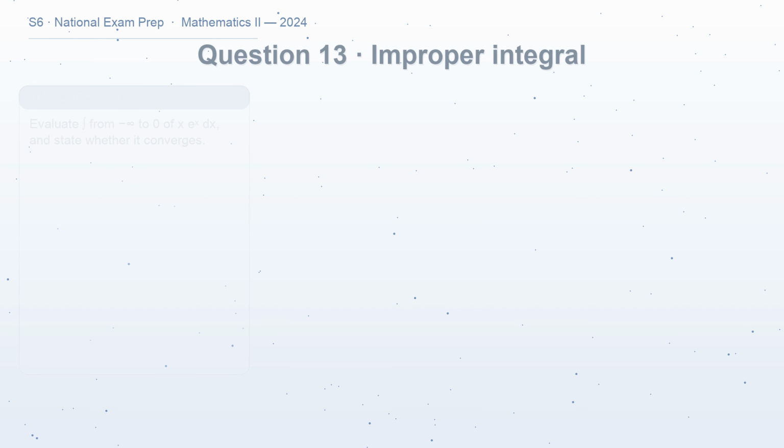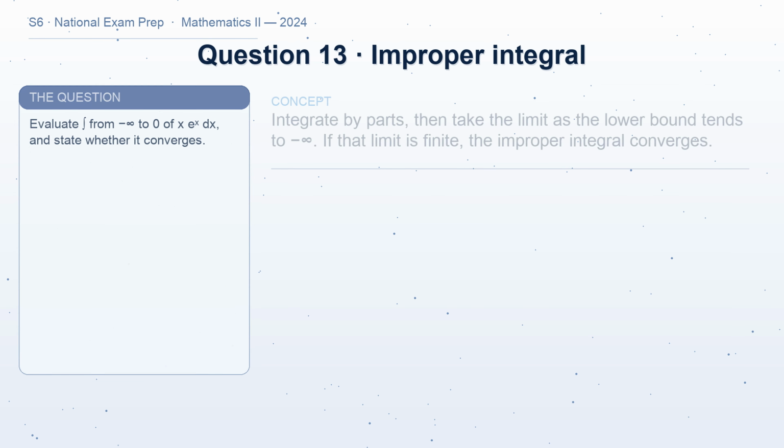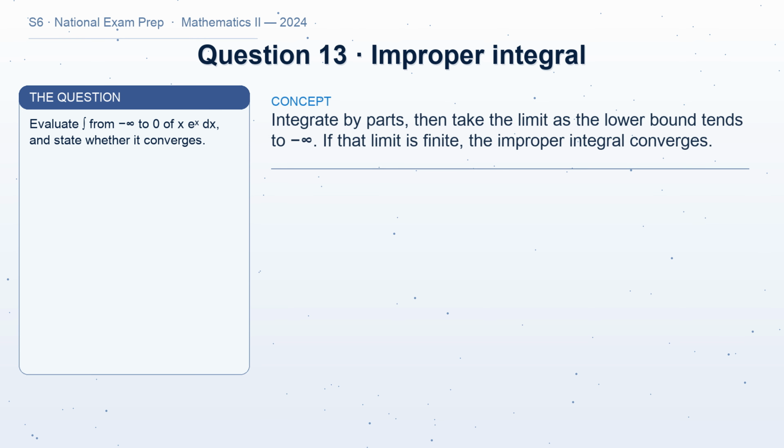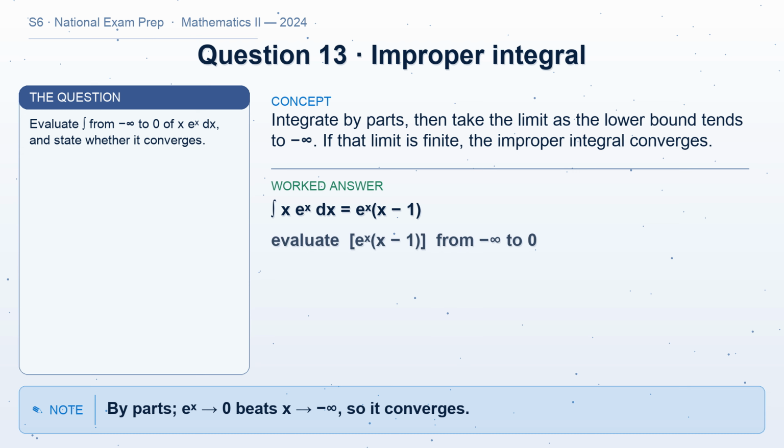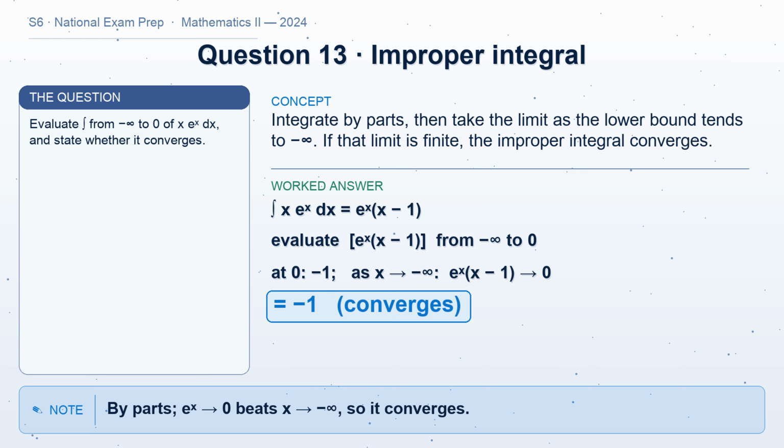Question 13. Evaluate the integral of x times e to the x from minus infinity to 0 and say whether it converges. Integration by parts gives the antiderivative e to the x times (x minus 1). Now evaluate between minus infinity and 0. At the top, x equals 0, we get e to the 0 times minus 1, which is minus 1. At the bottom, as x goes to minus infinity, e to the x shrinks to 0 far faster than x minus 1 grows, so that term vanishes. The result is minus 1, a finite number, so the integral converges.